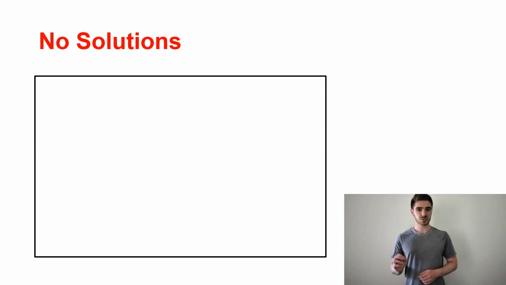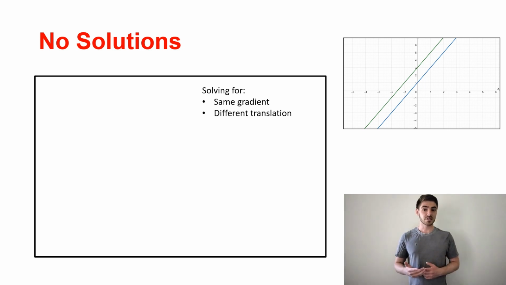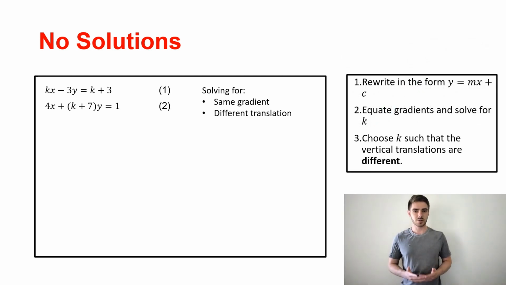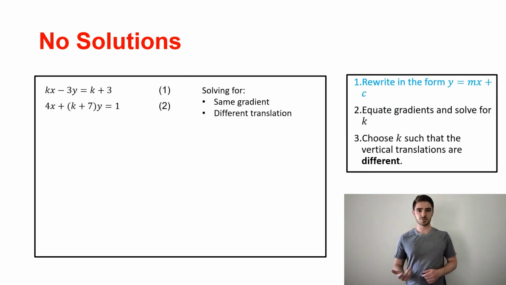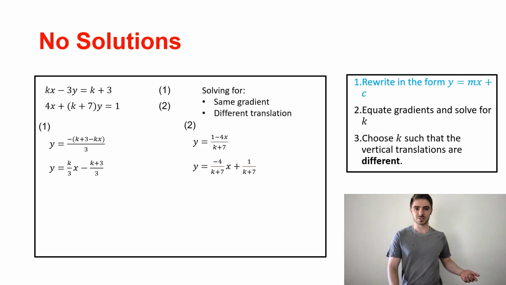If there are no solutions to the set of simultaneous equations, it means that both lines will never intersect. And this can only happen if both lines have the same gradient, but different vertical translations. Our task is to solve for k such that both of those conditions are met. Suppose we have this set of simultaneous equations. The first thing we should do is rewrite these to be in the form y equals mx plus c, because that's what we're used to. It makes it a lot easier to see what's the gradient and what's the vertical translation.